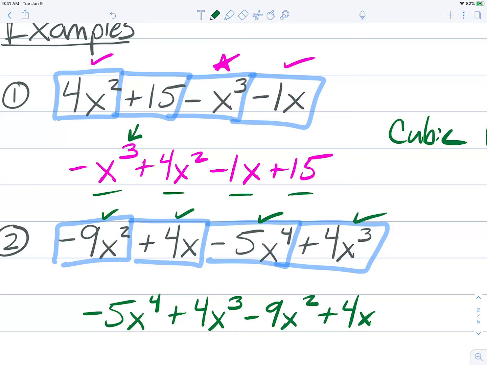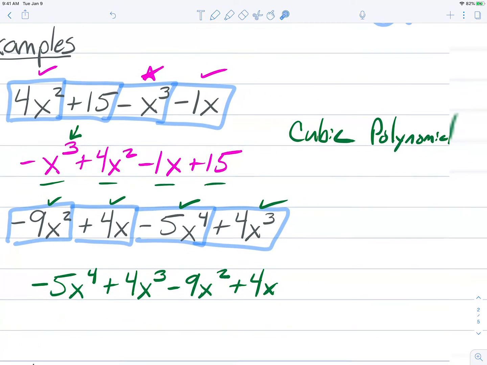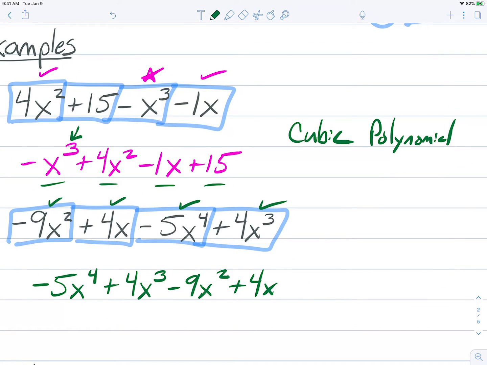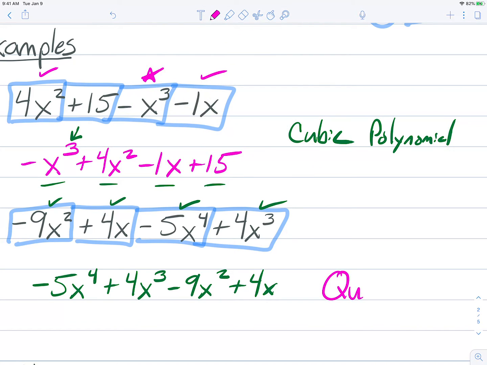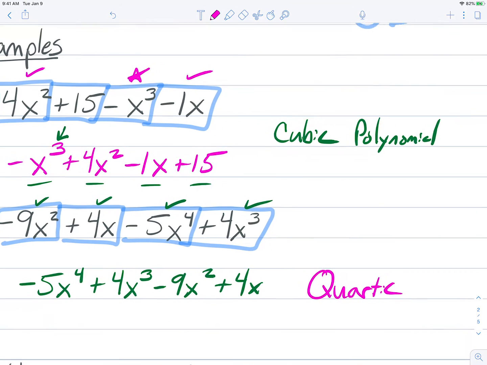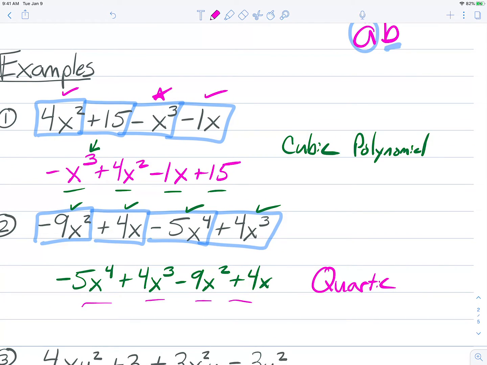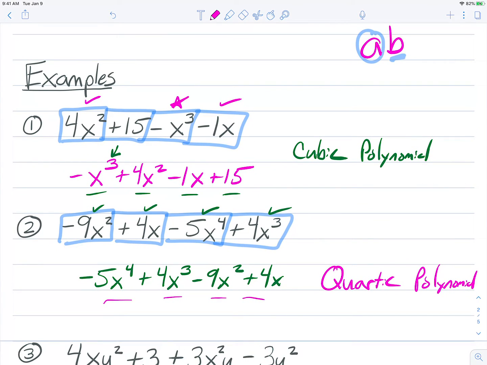So if we look at our exponents, it goes from 4 to 3 to 2 to 1. It goes from greatest to least. If I were to name this, my highest exponent is a 4, which means that this is a quartic. So I'm going to write quartic. And there are 1, 2, 3, 4 terms. So this is again a polynomial because there are 4 or more.